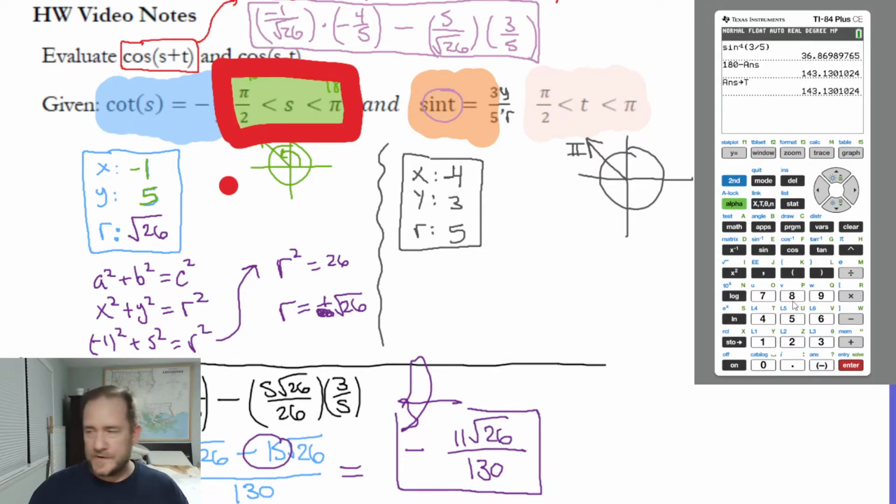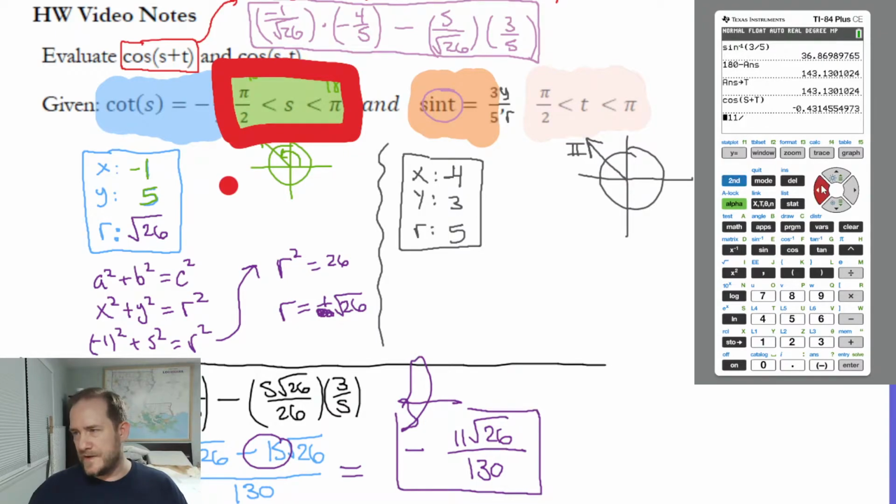Now that I have that, guess what I can do? I can now just ask my calculator for the cosine of s plus t, which is literally what it says on the paper. Cosine of s plus t should be, boop, that. And what did we get? We said the answer was negative 11 divided by root 26.